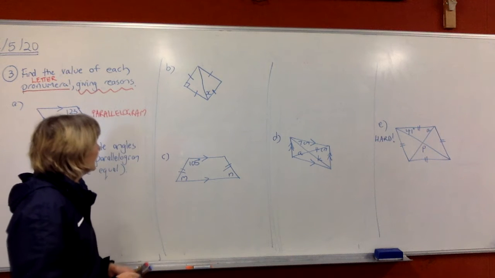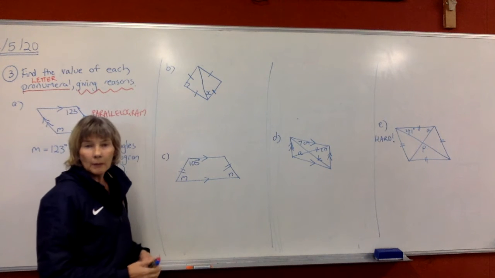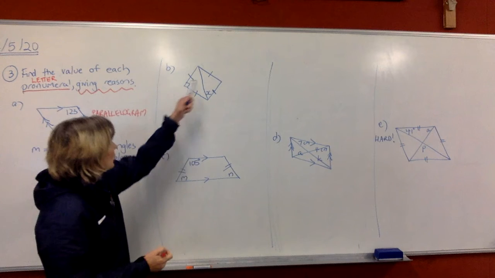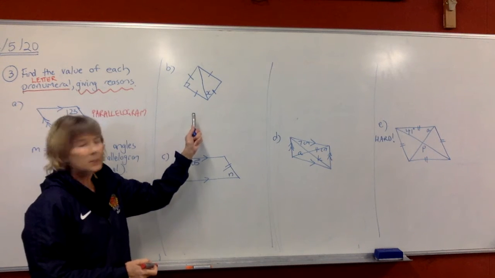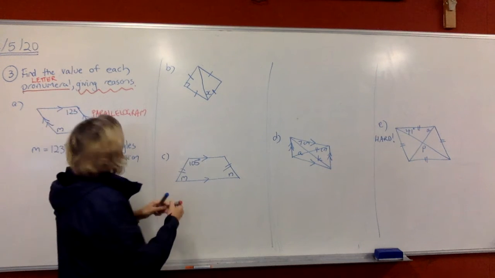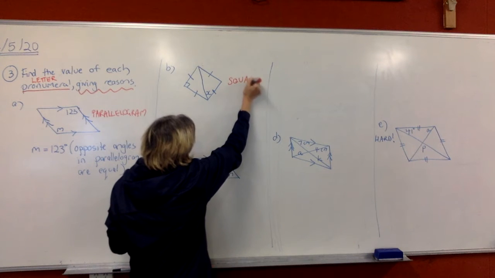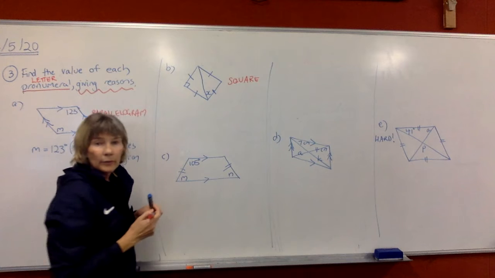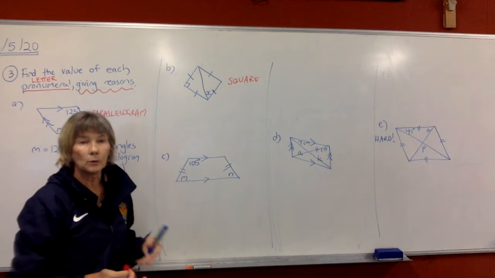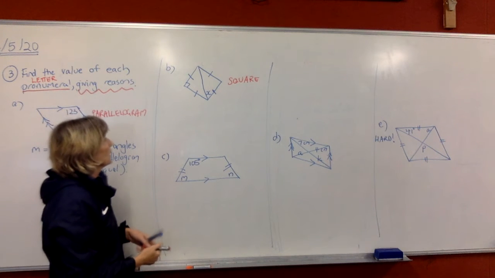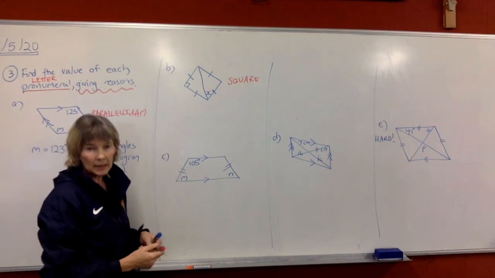Okay, the next one, B. So this time, if we look at the shape, it's got 4 equal sides. So it could be a rhombus, but they put a little right angle in there just to straighten it up and tell you that it's actually a square. So we're looking at a square and thinking about the table that you've done and all the different properties that happen with a square. So we somehow need to get x out.